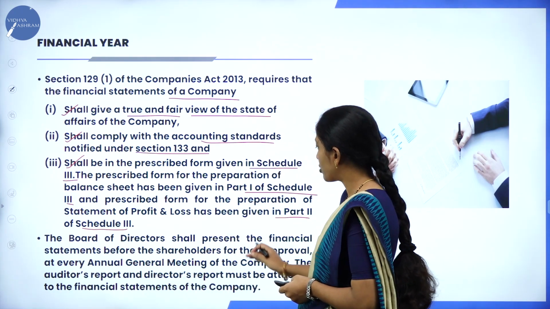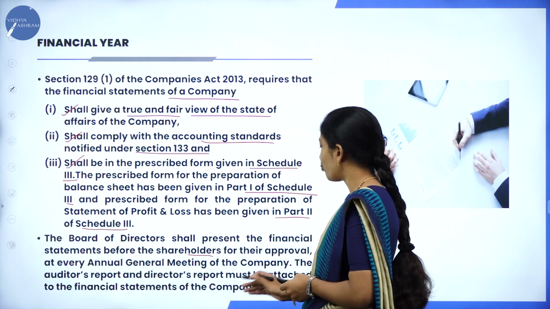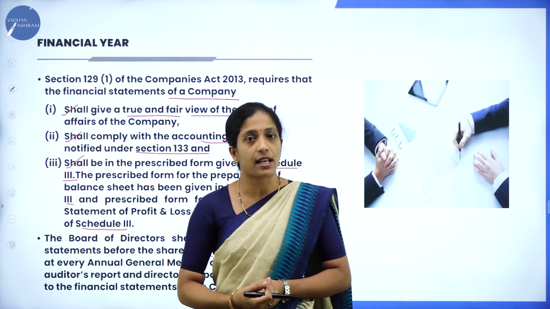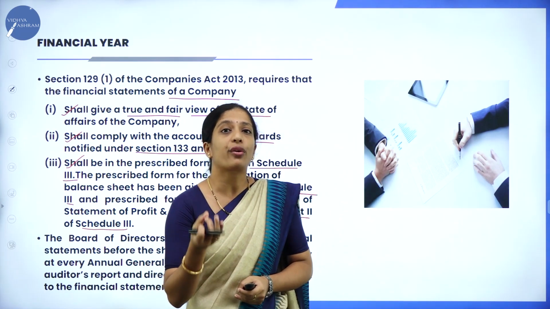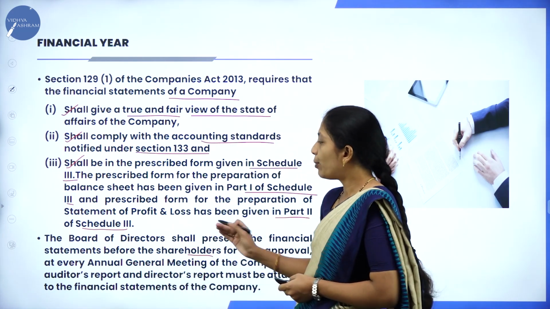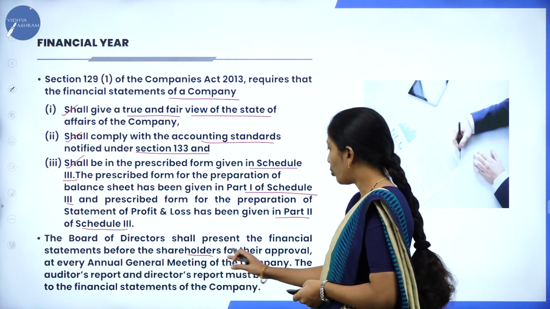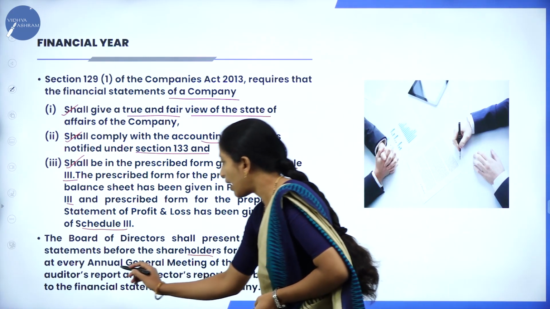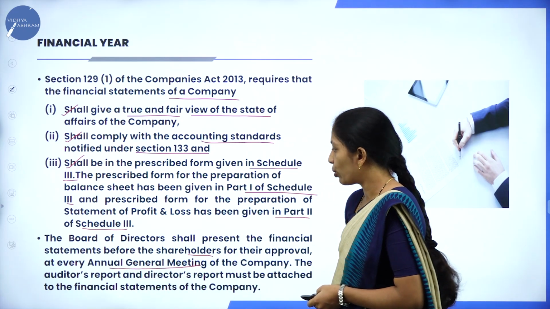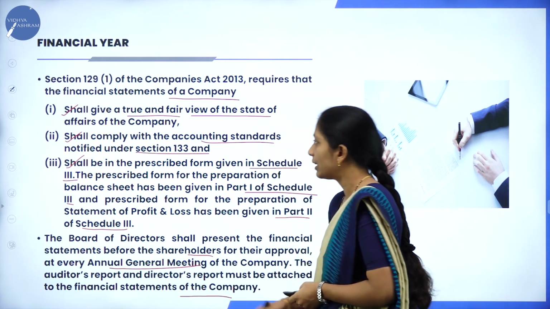The Board of Directors shall present the financial statement before the shareholders for their approval. So, you know, shareholders are called the real owners of the business, and they are going to appoint the Board of Directors through their vote. Correct? So, here the Board of Directors shall present the financial statement before the shareholders for their approval at every annual general meeting of the company. The auditor's report and director's report must be attached to the financial statement of the company.